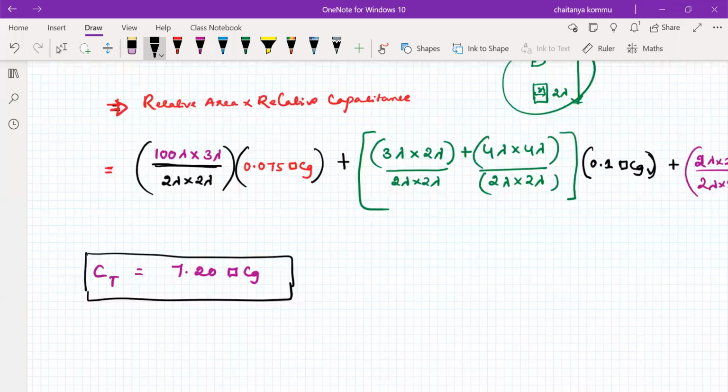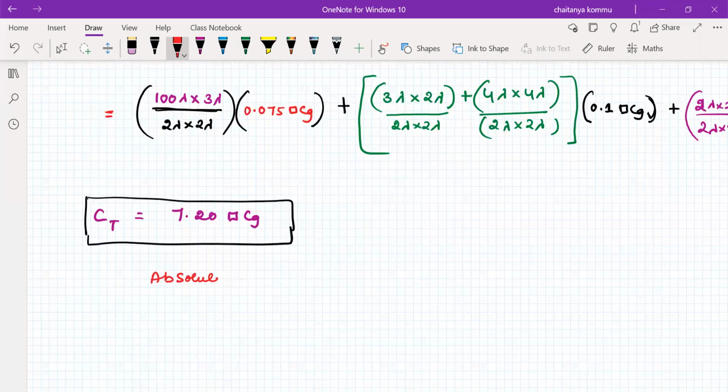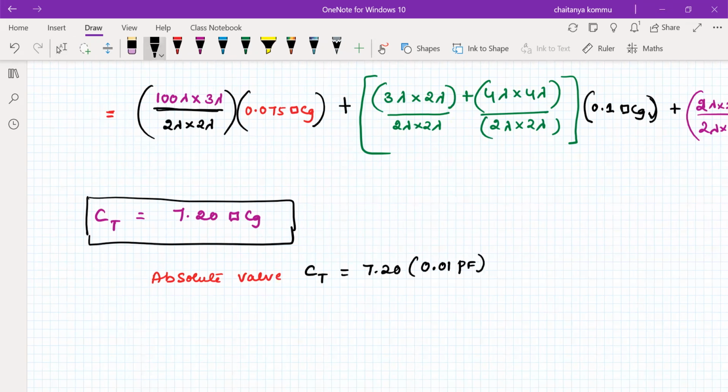If you ask what is the absolute value of the total capacitance, the total capacitance is nothing but 7.20 multiplied with 0.01 picofarads. So this is what we have to calculate, and tell me what is its CT value. Okay, so this is all about the area capacitance. If you want to calculate the capacitance of any piece of layout, we can easily find it from this mechanism. With the help of these concepts, by multiplying the capacitance value and resistance value, we can estimate the delay of any circuit.